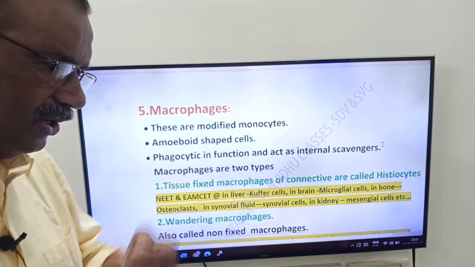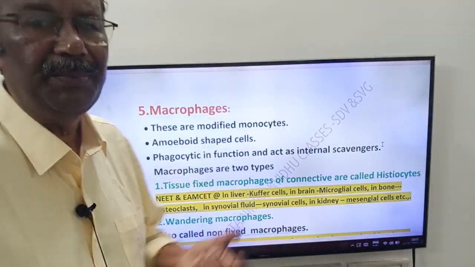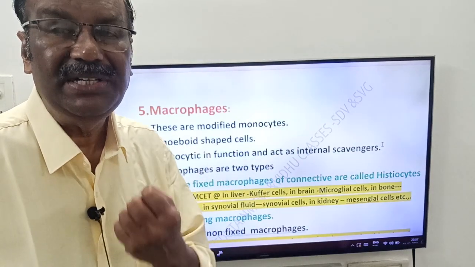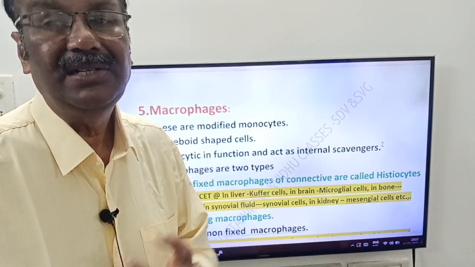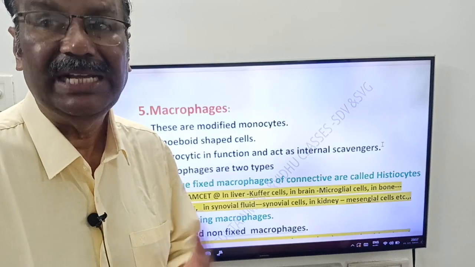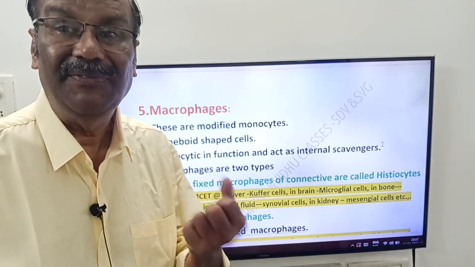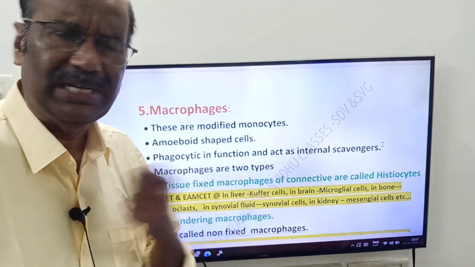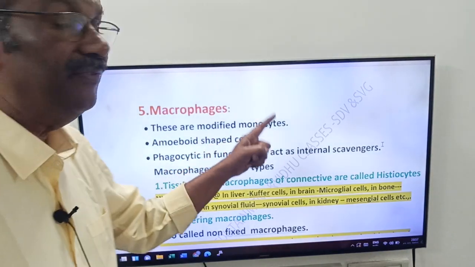Next, friends, come to macrophages. See, friends, macro means large, phages means eat. These are also one type of white blood cells, friends. They eat other cells. They engulf other cells like phagocytes. These are also phagocytic, friends. See, friends, these are modified monocytes.